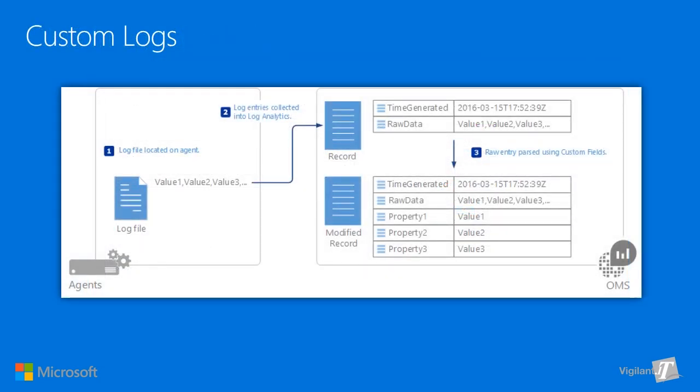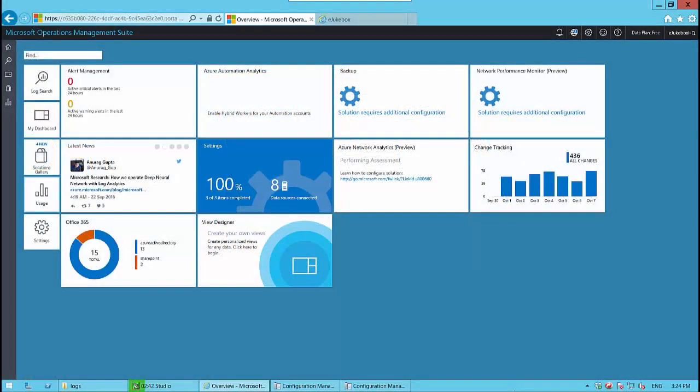The custom logs data source and Insight Analytics allow you to collect events from text files on both Windows and Linux computers. Many applications log information to text files instead of standard logging services such as the Windows event log or the syslog. Once collected in OMS, you can parse each record in the log into individual fields using the custom fields feature of Insight Analytics. We'll take a look at custom fields a little later. In this demonstration, we're going to demo OMS custom logs.